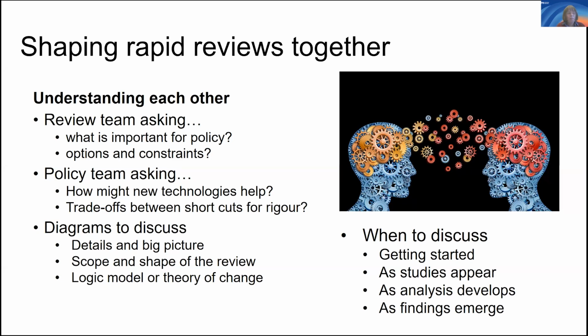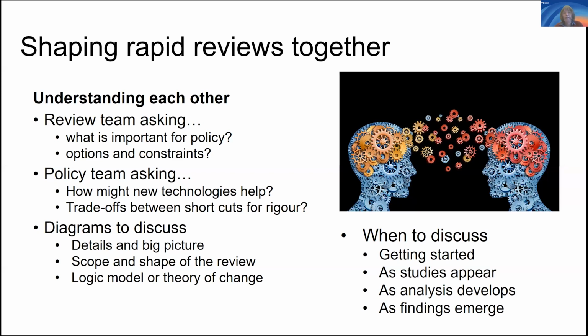So the review team needs to be asking, what's really important in this policy area? What are the crucial things to be looking for? Where are the options? Where are the constraints? What's absolutely non-negotiable? Because there's no point in bringing together beautiful evidence for something where the policy team have no option to go. And then it also requires the policy team to be asking, so if we're doing this quickly, what does that really mean for the final product? Are there new technologies that are going to help them, and can we think of them as being reliable? So what might the trade-offs be? If there are shortcuts, what would the trade-offs be for speed and rigor? And these are judgments to be made, and they're best made by the people doing the review and the people who want to use it together.